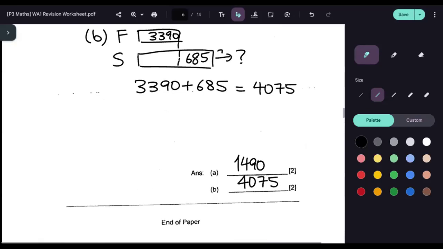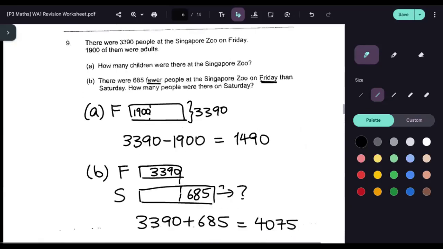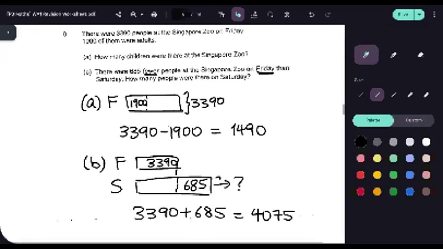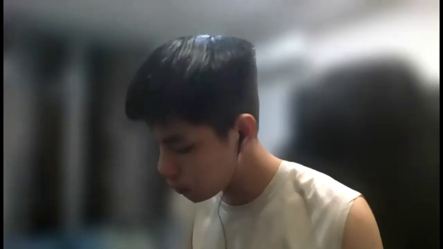Okay, that's it. And this is the end of the whole paper. Okay, is it difficult? Not really, unless you never study lah. Okay, can? Alright, now I'm going to switch my screen a bit.